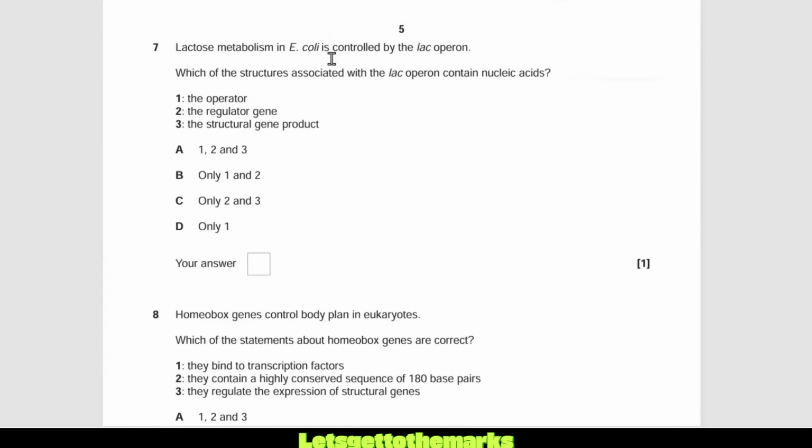Lactose metabolism in E. coli is controlled by the lac operon. Which of the structures associated with the lac operon contain nucleic acids? 1, the operator. 2, the regulator gene. 3, the structural gene product.